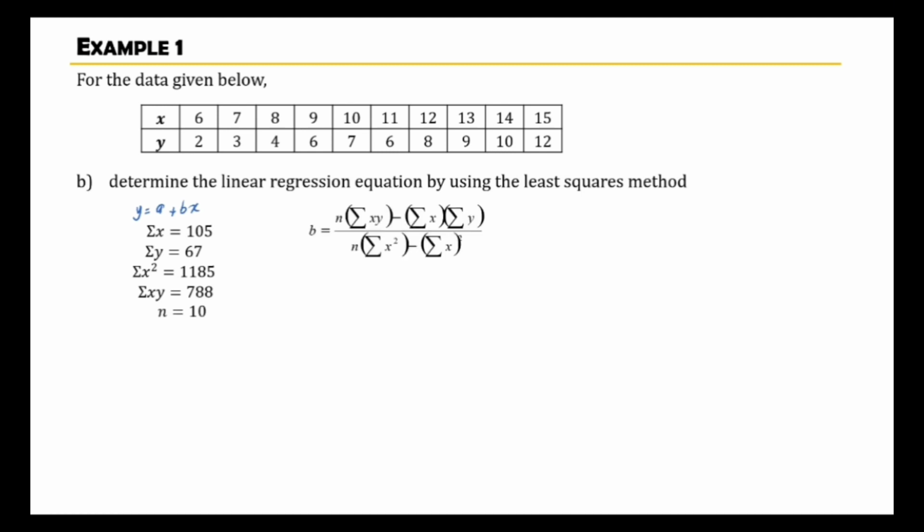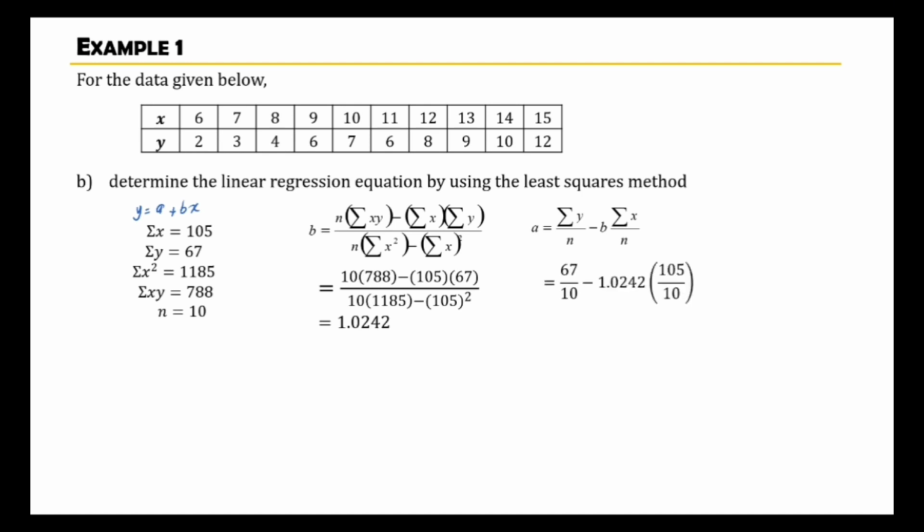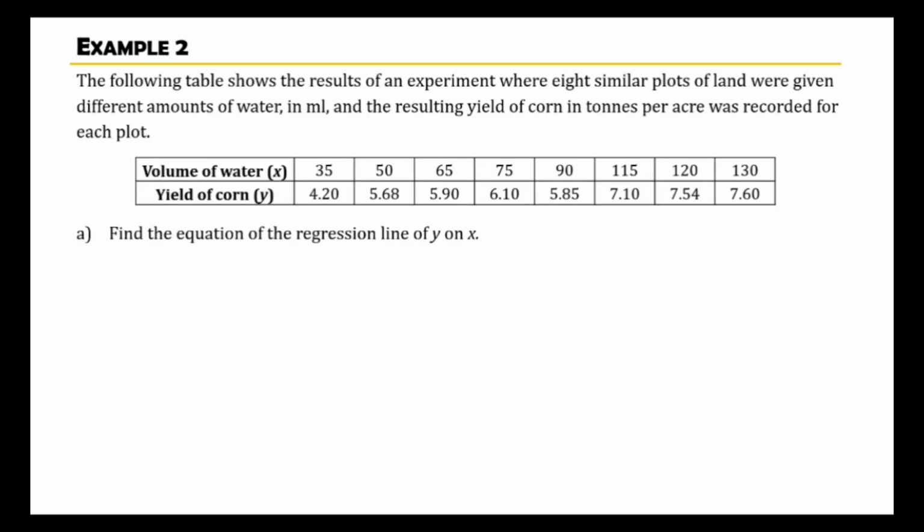b is given by the formula, and substituting the values, we get 1.0242. And a is given by this formula, and substituting the values, we get negative 4.0541. So substituting into the equation, we get y equal to negative 4.0541 plus 1.0242x.